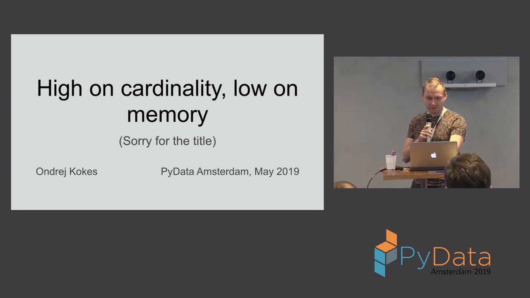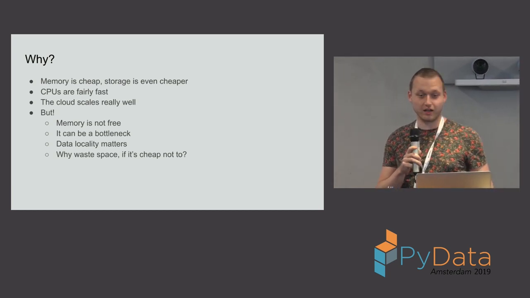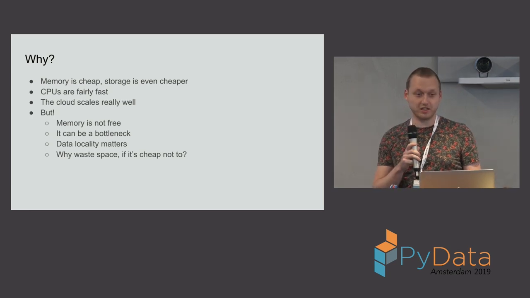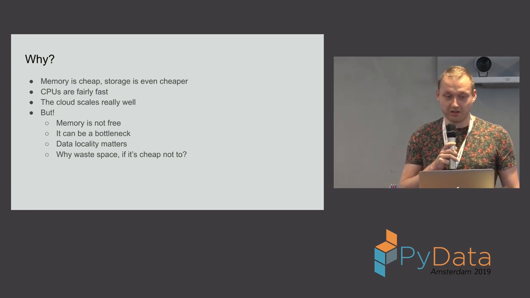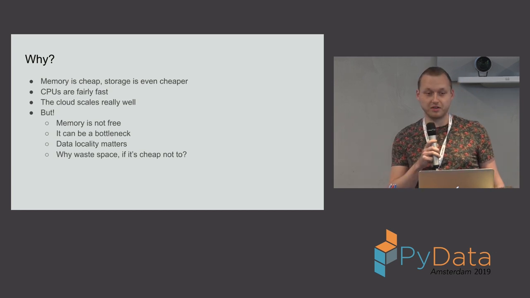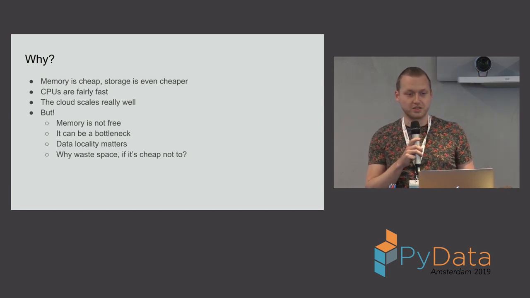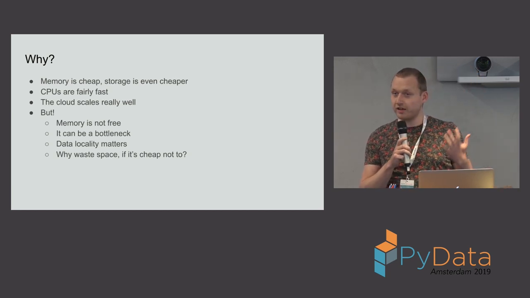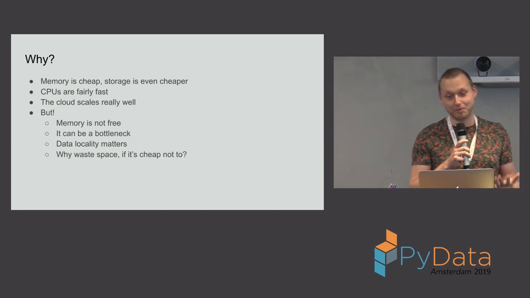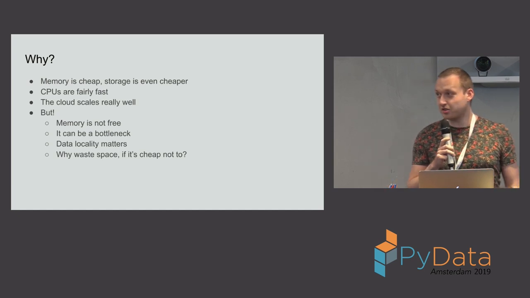What are we going to be talking about today? You might be wondering, why are we talking about memory usage when memory is abundant, memory is really quite cheap, especially given the cloud and how it scales and how it's progressively getting less expensive, CPUs are fast, and all that stuff. But fun fact, you can get terabytes of memory on a single machine on AWS, so it might be a non-issue. But there are a few reasons why I wanted to talk about this topic.